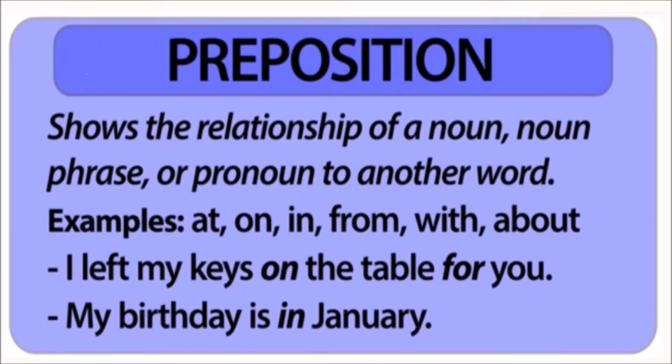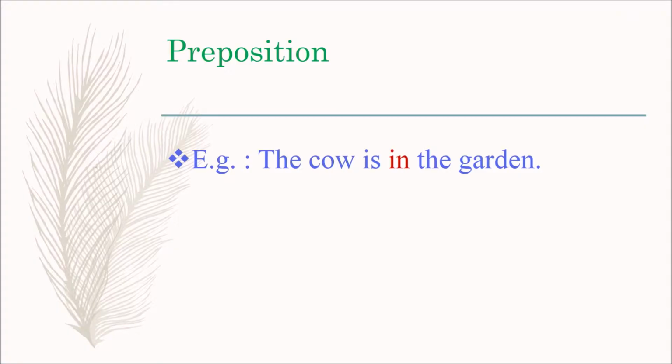Preposition shows the relationship of a noun, noun phrase, or pronoun to another word. Examples: at, on, in, from, with, about. Example sentences: I left my keys on the table for you. My birthday is in January. For example, the cow is in the garden. Here, the preposition in shows the relation of the noun cow with the garden.